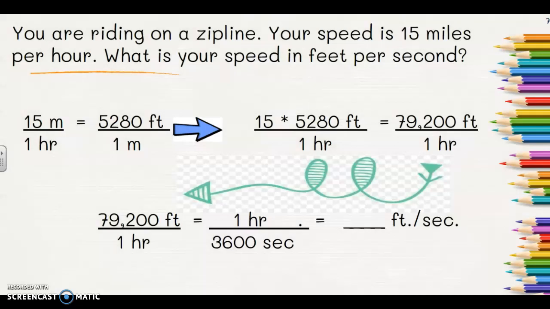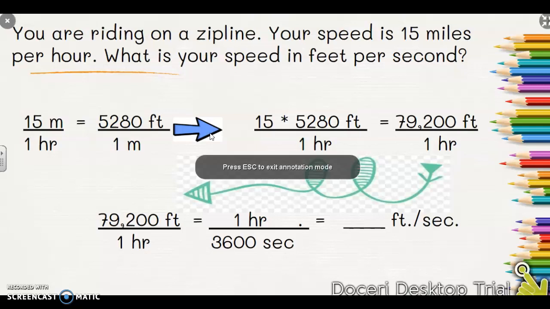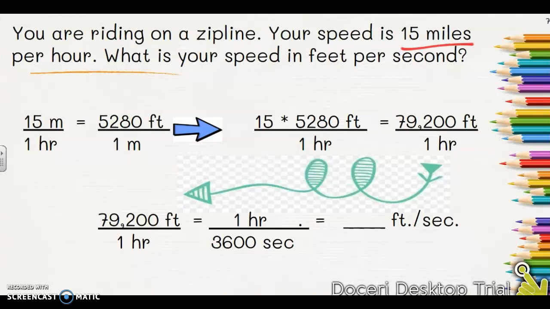Sometimes you have to do it twice. What happens if, like this one, you're riding on a zip line, your speed is 15 miles per hour, then you want to transition from miles per hour to feet per second. So I'm switching 2 different units here. I'm going from miles to feet, and I'm going from hours to seconds. So I do it one step at a time.